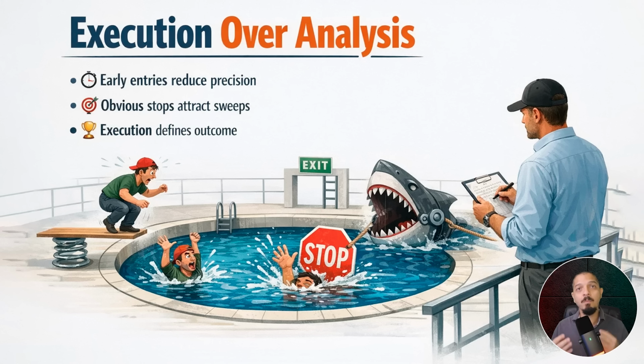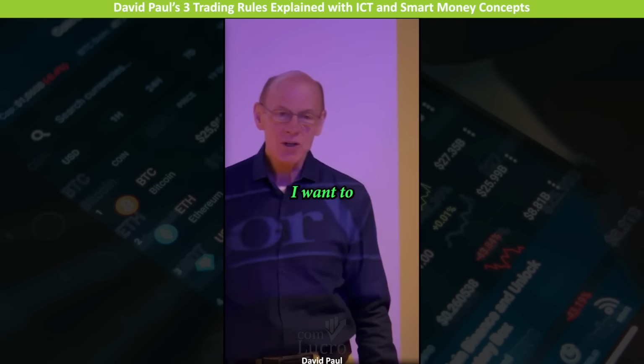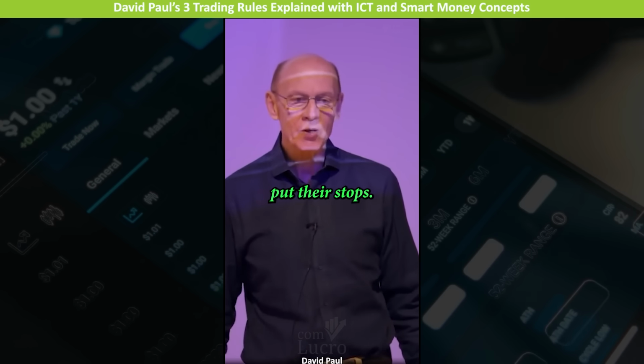So far, we have defined direction through structure and refined location through premium and discount. But even when trend and location align, many traders still struggle with execution. They enter too early, place stops in obvious areas, and become the liquidity that fuels the next move. That leads us directly to the third rule, which addresses not just where to trade, but where most traders are wrong. The third rule: I want to put my entries where the masses put their stops.